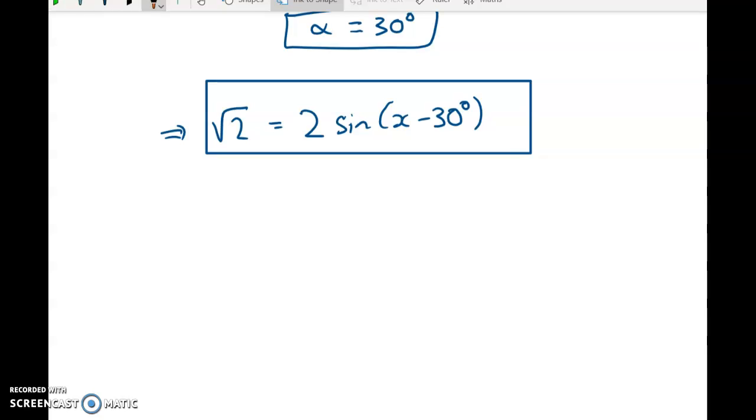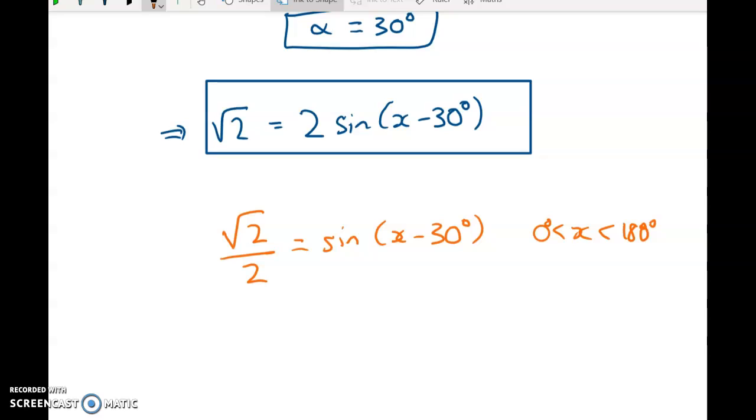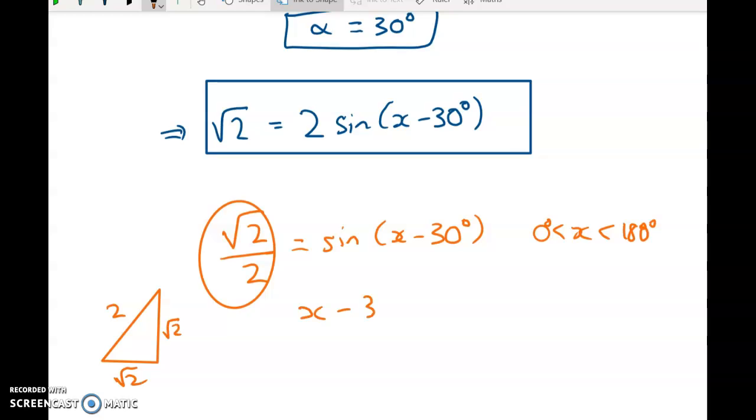This falls out to have some nice exact solutions. And we've got √2 over 2 is equal to sine of x minus 30 degrees. And we know that x has to be between, I think, 0 and 180 degrees. But we better go back and check that at the end. So we should spot straight away that this is 1 over √2. So it's coming out of this triangle, which means that x minus 30 degrees is going to be 45 degrees. So you could do this with general solutions, but this example is so straightforward that I probably wouldn't bother.